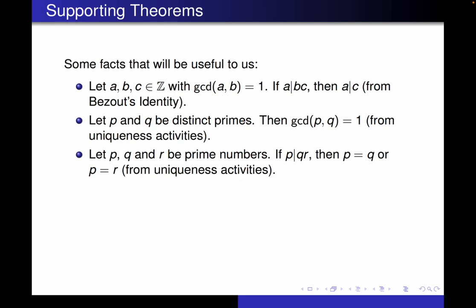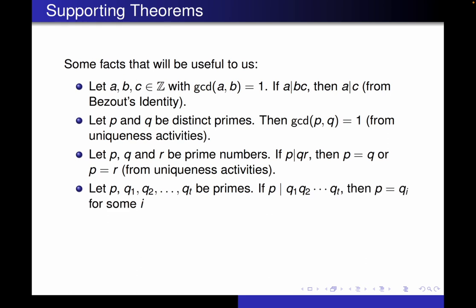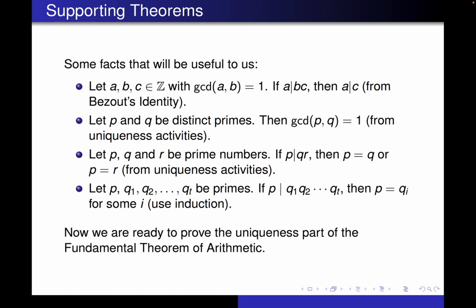And if you apply induction to that reasoning, you can prove that if p, q1, q2, all the way through qt are primes, if p divides the product of the q's, then p is actually equal to one of the qi's for some i. So you just use induction with the same reasoning that you used in the previous bullet point. So now with those facts, we are ready to prove the uniqueness part of the fundamental theorem of arithmetic. So let's go to it.